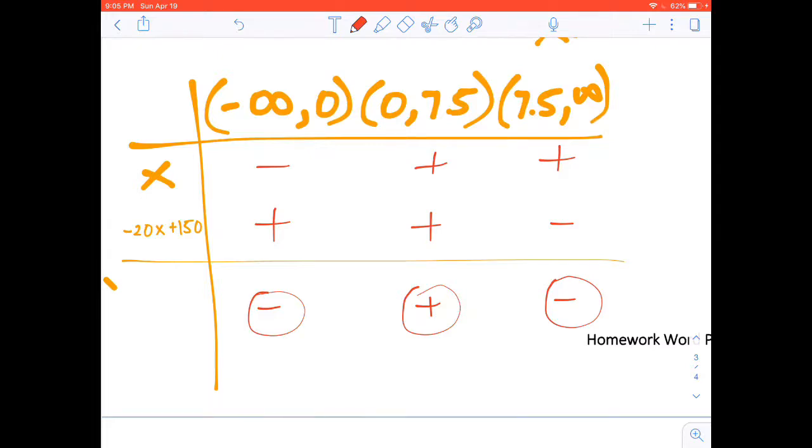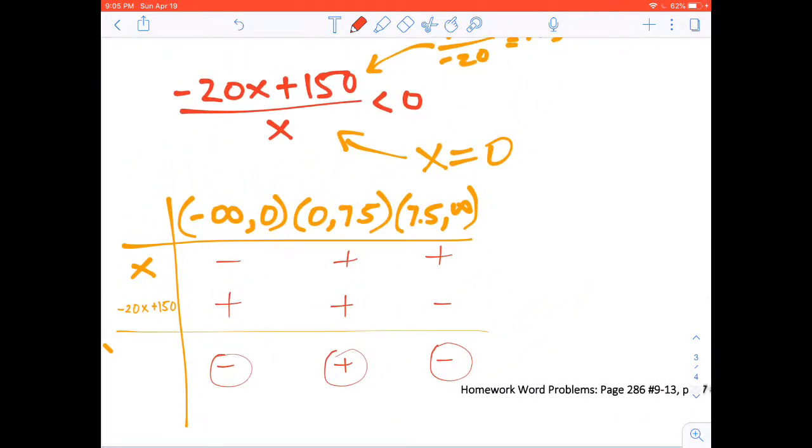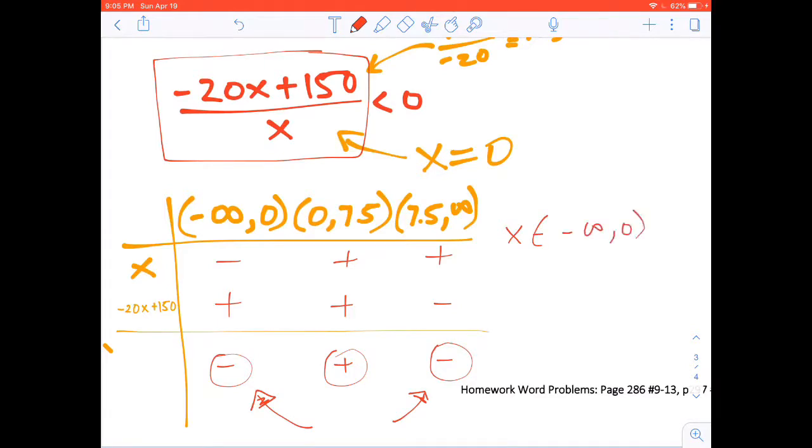So which of these is right? We're going to have to go back up to our final question, and we want to know when is the equation that we have here less than 0. How many games do we need to produce? Well, it's either a negative amount of games, that doesn't really make sense, or more than 7.5 games. That one makes sense. In this case, x is an element of negative infinity to 0 and 7.5 to infinity.